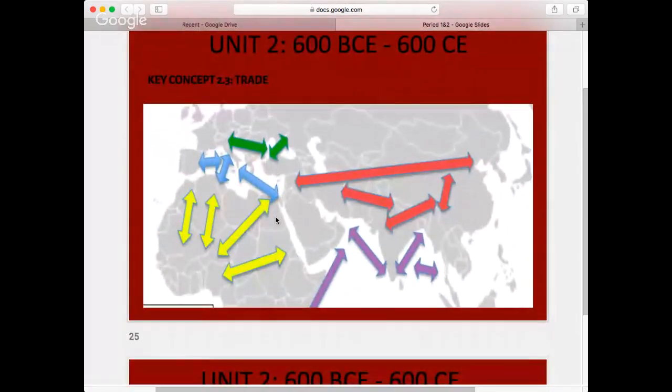All right, and then 2.3 is all about trade. So if you see in this map here, you should be able to identify them. So this trade route right here would be Trans-Saharan. This trade route right here is the Mediterranean trade. This trade route right here is the Silk Road. And this trade route right here is the Indian Ocean trade. I think what they're going for here is like the Roman roads and the Persian roads would be my guess with the green. Not 100% sure on that, but these would be your major 4 for this time period.